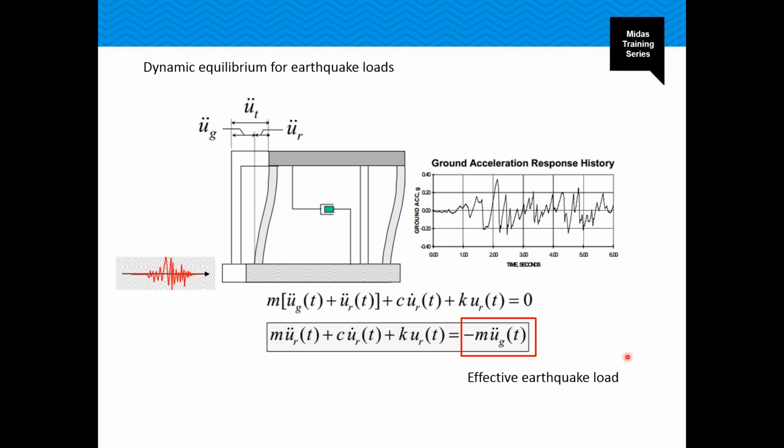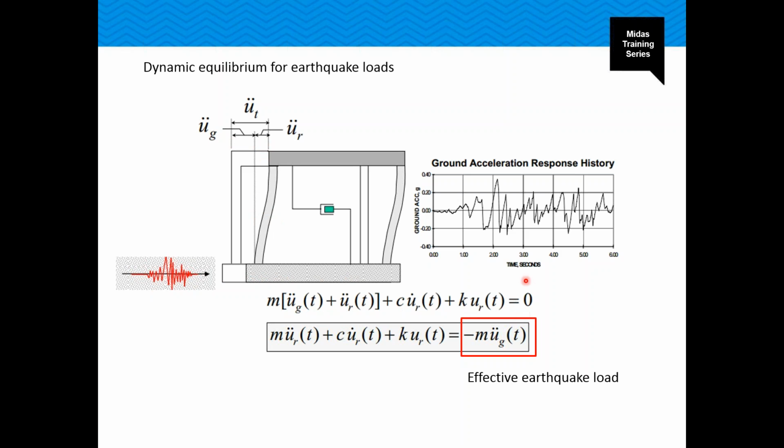Let's consider the dynamic equilibrium for earthquake loads. The earthquake loads are applied to the support of the structure. The support of the structure is shaking along with the ground motion. So, the displacement, velocity, and acceleration of the structure include the ground motion. While both damping forces and internal forces carried by the structure arise from the relative response, the inertia forces are caused by absolute acceleration. So, the equation of equilibrium will be like this.